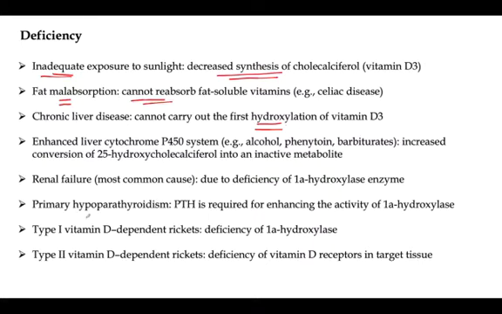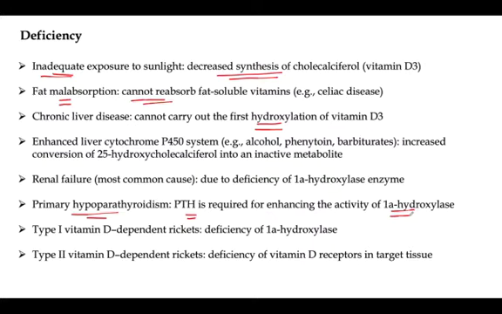The other important cause is hypoparathyroidism, and you can directly see here parathyroid hormone activates 1-alpha hydroxylase. So if there is insufficient parathyroid hormone synthesis, 1-alpha hydroxylase doesn't get activated, and the second hydroxylation reaction in the proximal tubules does not take place.